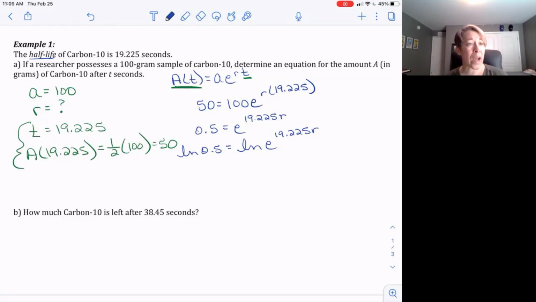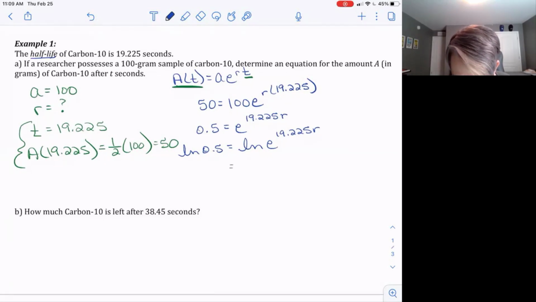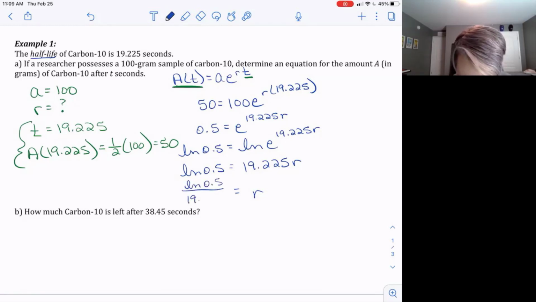So we get the natural log of 0.5 equals the natural log of e to the 19.225r. Since on the right-hand side the base of our logarithm is the same as the base of our argument, it's going to equal just the exponent, 19.225r equals the natural log of 0.5. And now we want to get the rate by itself. So we divide both sides by 19.225. We get the natural log of 0.5 divided by 19.225.